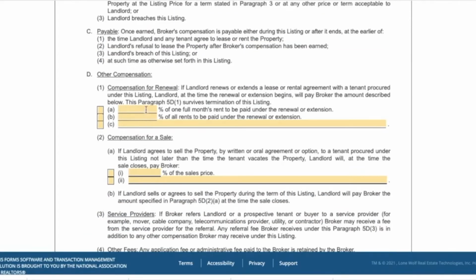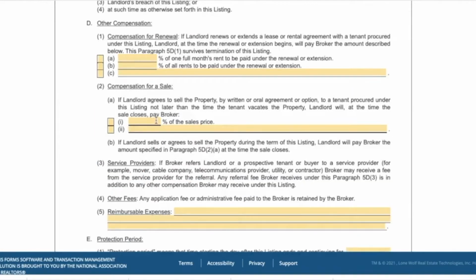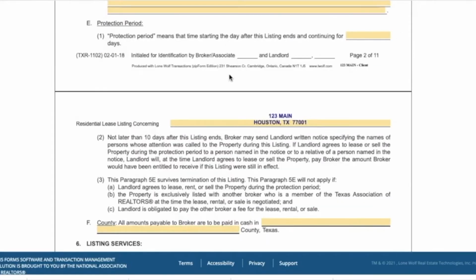This is if the contract gets renewed. A lot of the times nothing goes here. However, discuss with the landlord that if the property actually goes on the market for sale, what that would look like. Of course, you would need an exclusive right to sell. Protection period, I typically leave that blank.